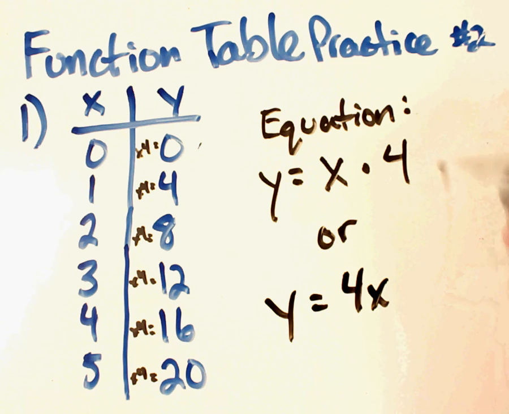These two things mean the exact same thing. Y equals 4x means 4 times x. Now, I would encourage you guys to write this equation in this way, because this is how you're going to see it in the future. You may see this some, but for the most part, you're going to see it in this format. And again, both of these things mean the same thing.